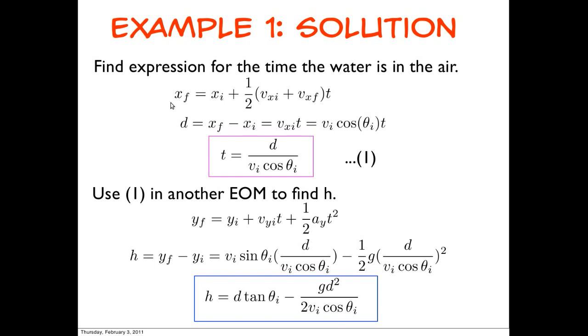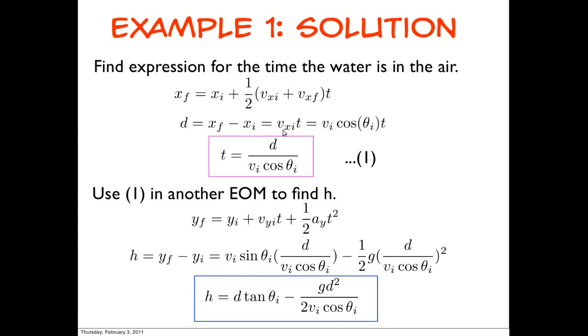We will use the expression x final equals x initial plus 1/2 (vxi plus vxf) times t. X final minus x initial is just the displacement d. In the x direction, the initial velocity is equal to the final velocity, so the quantity in the parentheses is equal to 2 vxi. If you multiply that times 1/2, that just leaves you with vxi, and then of course you bring the t down. So we have an expression d is equal to vxi times t.